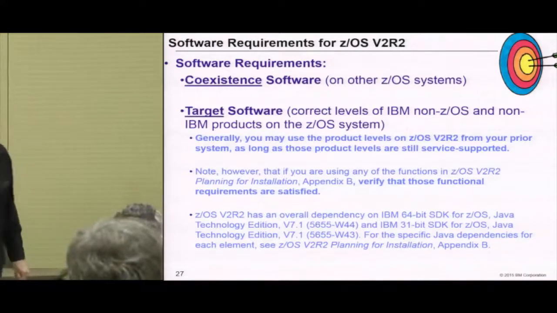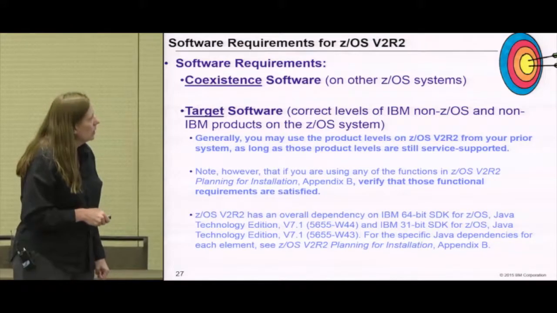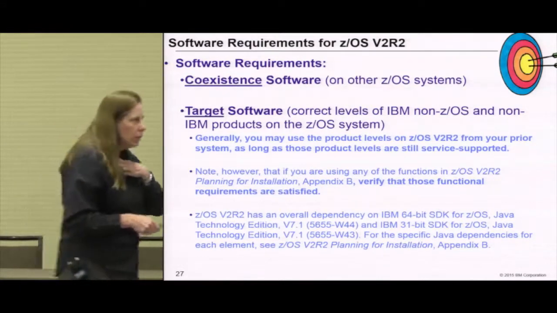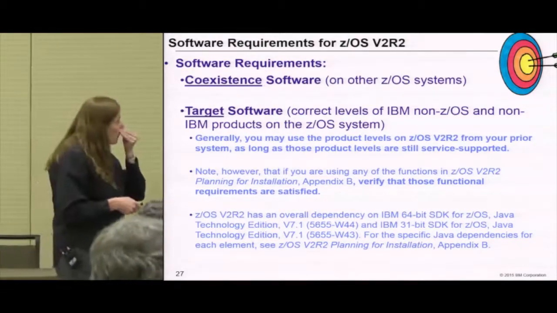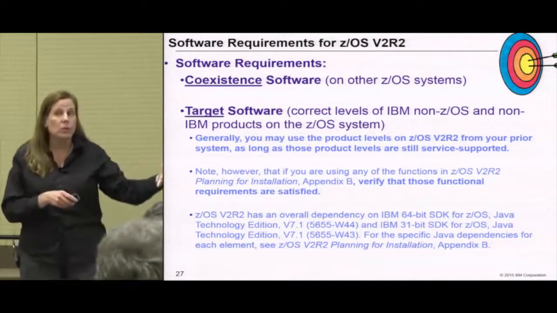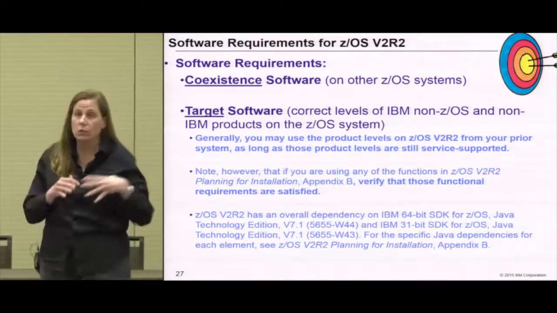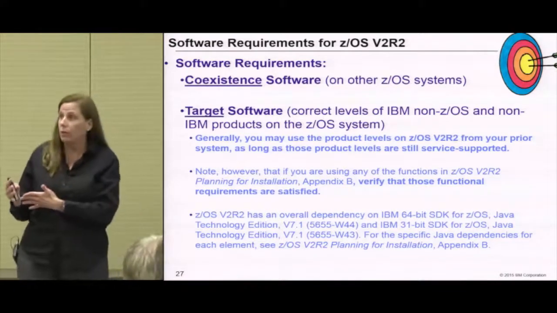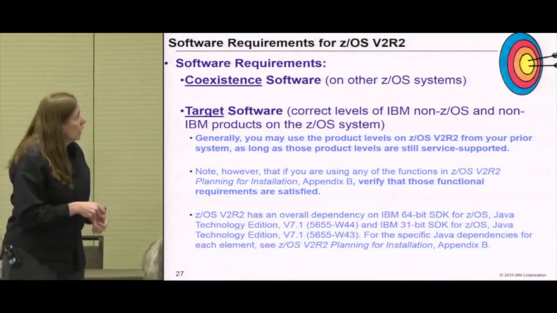Okay, so for software requirements for z/OS 2.2, we'll talk about coexistence in a second, but I do want to talk a little bit about target system software requirements, because they're documented a little bit differently now in the z/OS Planning for Installation book. Okay? So the statement is, generally, you can use what you were using on z/OS Release 13 and what you were using on z/OS 2.1. As long as it's service supported, generally, it'll be supported on z/OS 2.2. Okay, that's the good news. So generally, you're okay.